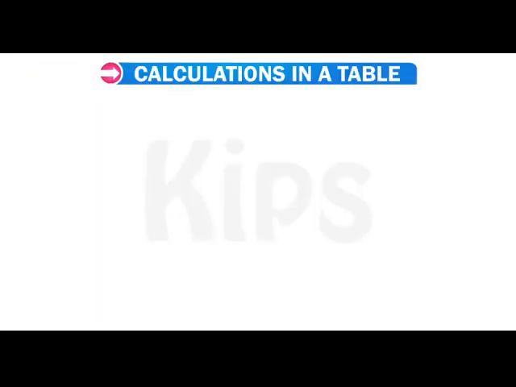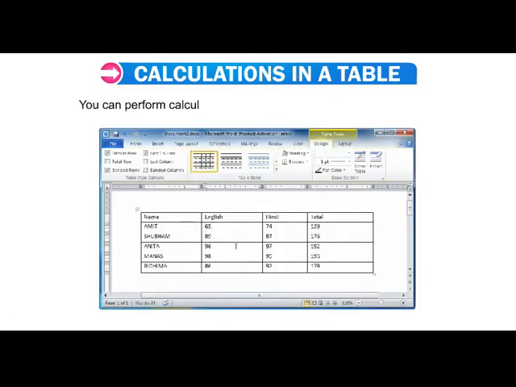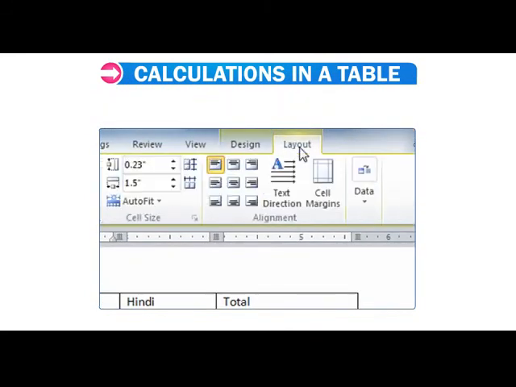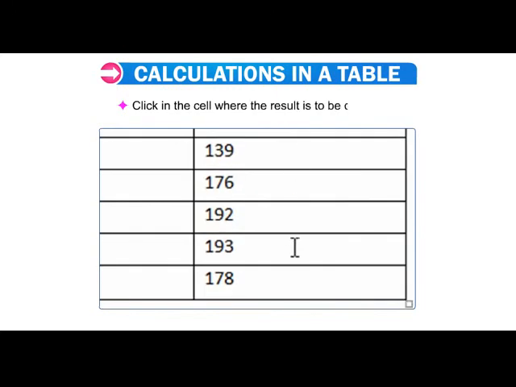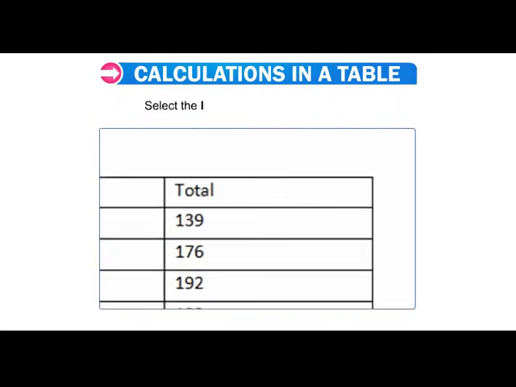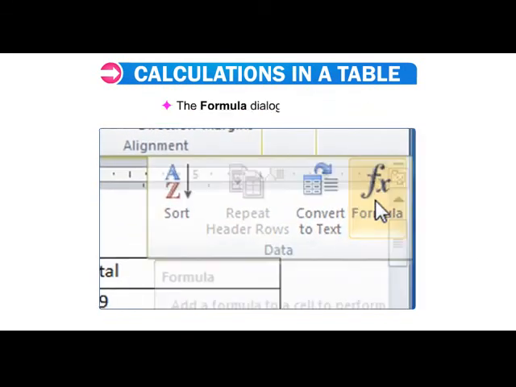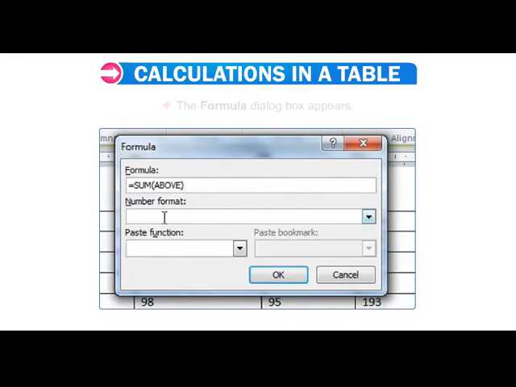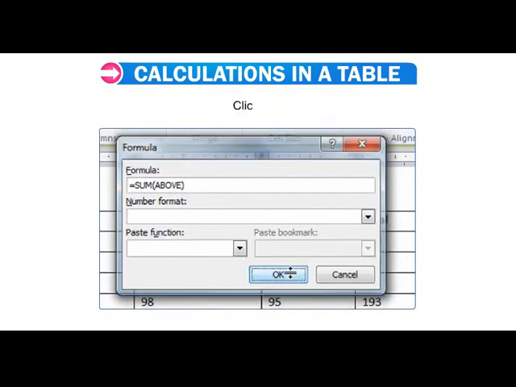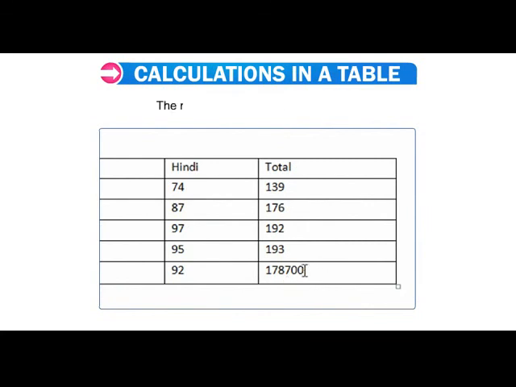Okay, now let us talk about calculations in a table. You can perform calculations on the numeric data entered in a table. Select the Layout tab. Click in the cell where the result is to be displayed. Select the Formula button in the Data group. The Formula dialog box appears. Note that the sum formula is already displayed. Click OK. The result appears in the selected cell.